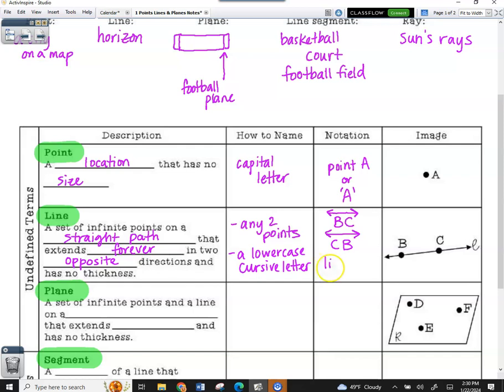Or, now watch, here's where the L comes in. You can call it line L. I do make it cursive because if I don't make it cursive, it looks like I've just drawn the number 1. That L looks way different than that E. Let me fix it. There you go.